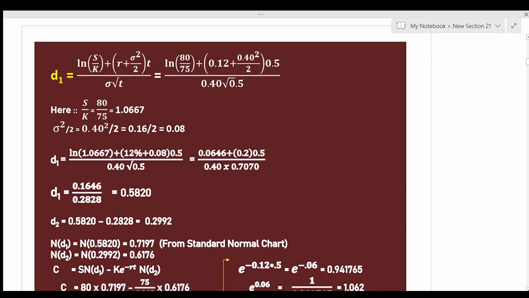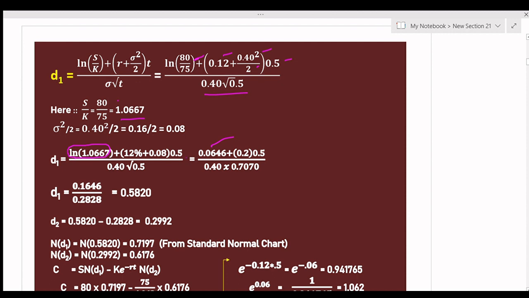Now D1 is equal to ln 80 by 75, which I have already written, plus 0.12 plus 0.40 square by 2 into 0.5, divided by 0.40 into root over 0.5. S by K is equal to 80 by 75, which is 1.0667. Now ln 1.0667, the natural log, is equal to 0.0646. This value is arrived from the Excel.